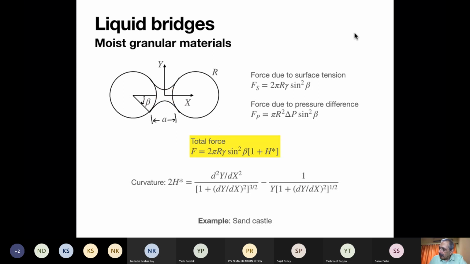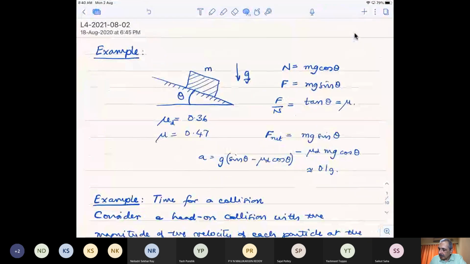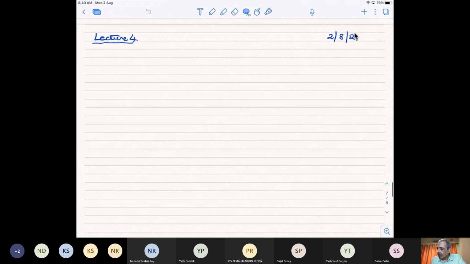Now, let me do a few simple examples. Okay, now can you see this? Yes, sir. Good, good.